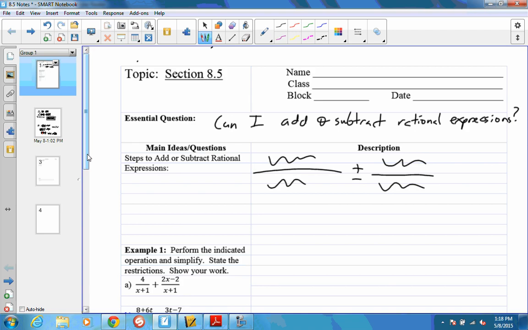That's what we're going to go for. We're going to try and get the least common denominator, but as with all adding and subtracting, we can do really anything that's common. As long as they're the same, I can add and subtract. So, the steps to adding and subtracting rational expressions.